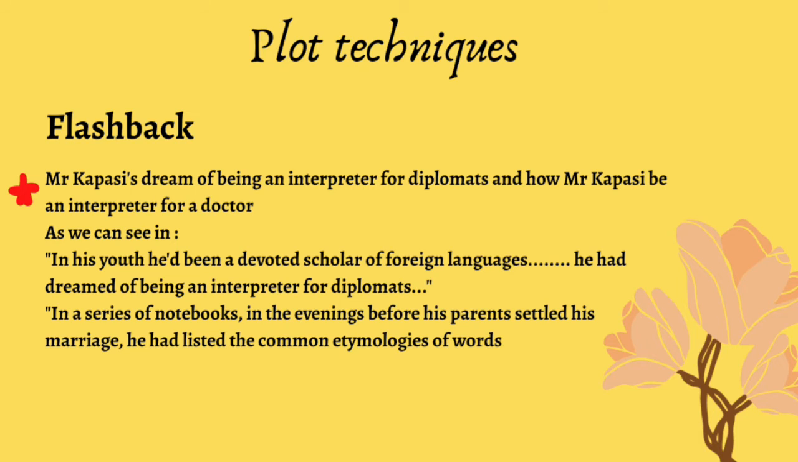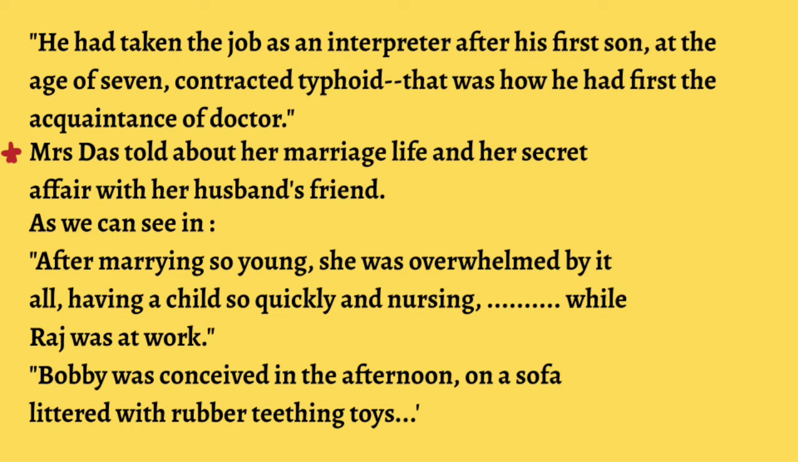Also, in the narrative, in a series of notebooks, in the evenings before his parents settled his marriage, he had listed the common etymologies of words, and at one point in his life he was confident that he could converse, if given the opportunity, in English, French, Russian, Portuguese, and Italian, not to mention Hindi, Bengali, Oriya, and Gujarati. Also, in the dialogue, he had taken a job as an interpreter after his first son, at the age of 7, contracted typhoid. That was how he had first made the acquaintance of the doctor.